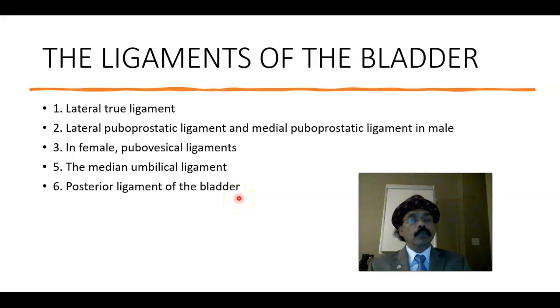We have some false ligaments, which are only peritoneal folds lacking fibrous tissue. So these are all the true ligaments: the lateral true ligament, the lateral puboprostatic ligament, the pubovesical ligament, the median umbilical ligament, and the posterior ligament of the bladder.